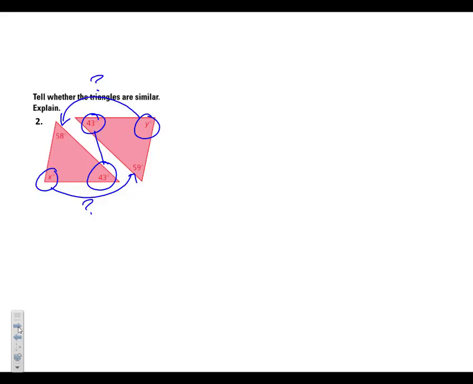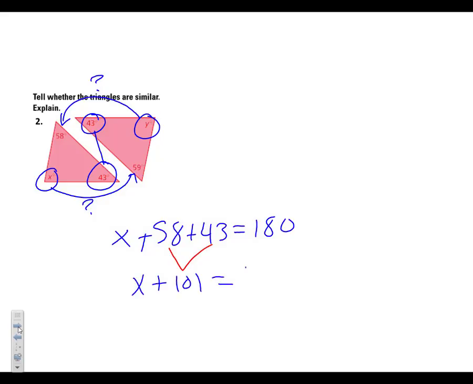I'm always partial to the x, so I'm going to use that triangle, and I'm going to go x plus 58 plus 43 equals our 180. And when I simplify, 58 plus 43 is 101. So x plus 101 is equal to 180. And then I subtract the 101. And I get that x is equal to 79. Well, this right here is not 79. So no, not similar.